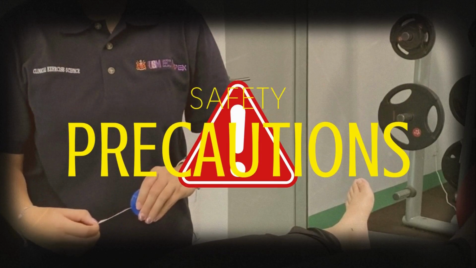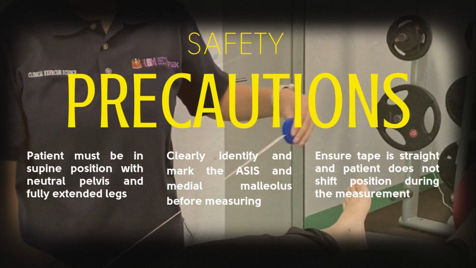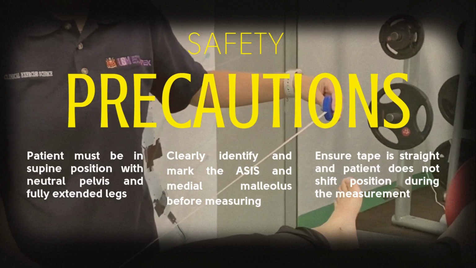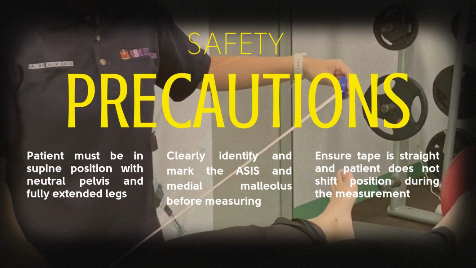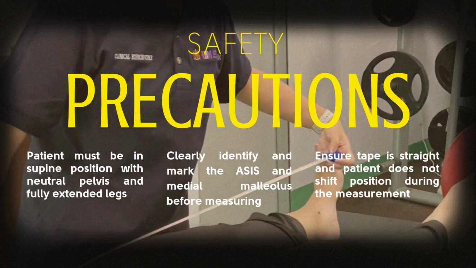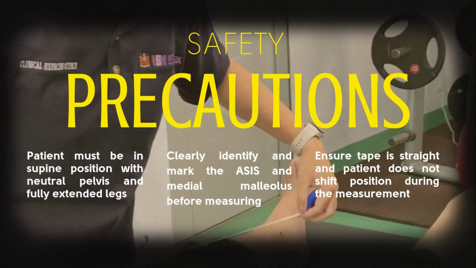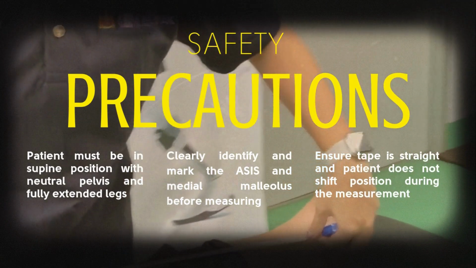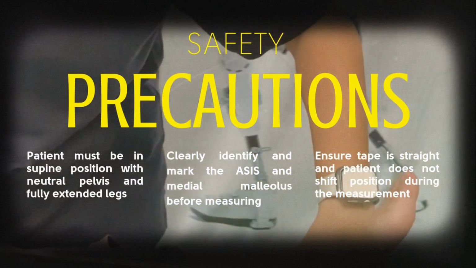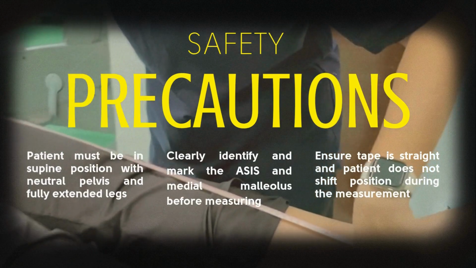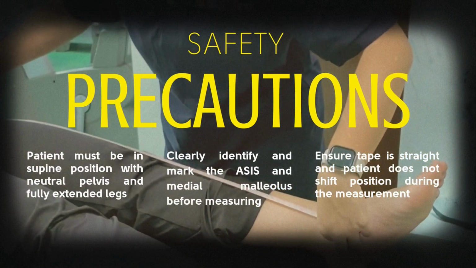For safety precautions, the patient must be in supine position with neutral pelvis and fully extended legs. Clearly identify and mark the ASIS and medial malleolus before measuring. Ensure the tape is straight and the patient does not shift position during the measurement.